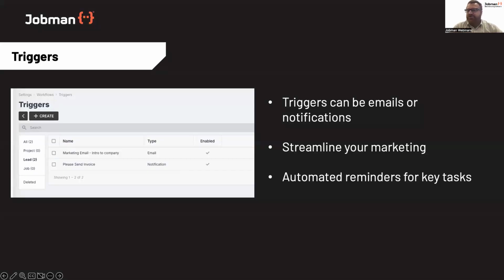Part of that is triggers. Now, triggers are a phenomenal part of our software. One half of trigger management is making sure that for key tasks, there are reminders set up for your staff via notifications or emails, depending on how you want to set them up, which means really important steps don't get missed.